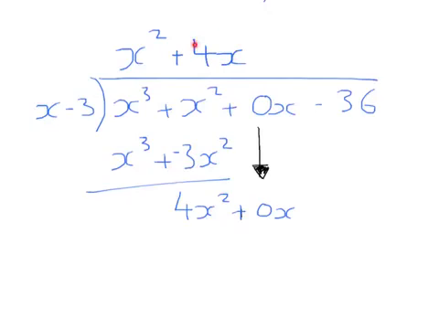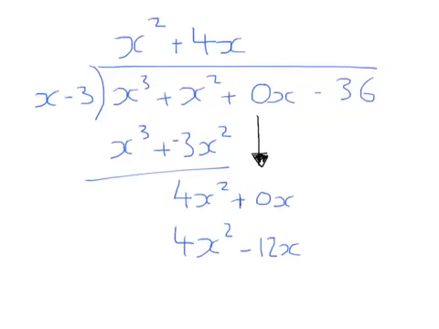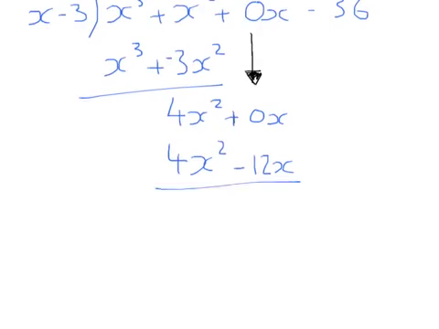Once I've got my 4x, I work the other way. 4x times by x gives me the 4x squared I want. And 4x times by minus 3 gives me minus 12x. Okay, 2 terms done. The effect of the x and the minus 3 has been considered, so now I'm going to go down and perform my subtraction once again. So, 4x squared minus 4x squared, that gives me nothing. Perfect, that's what I want. And then 0, take away minus 12x, that should be 12x.